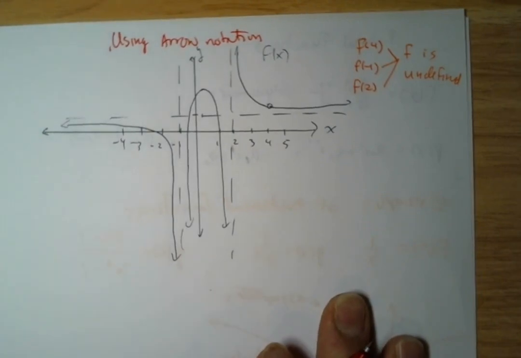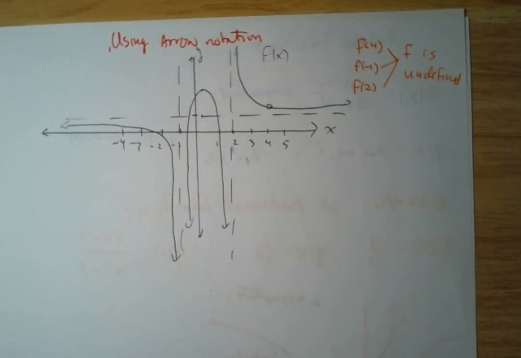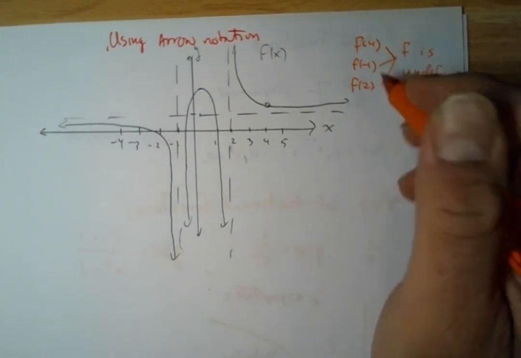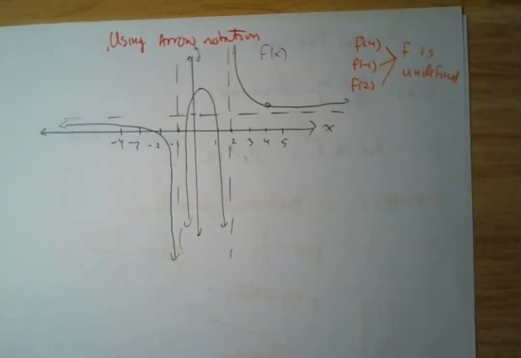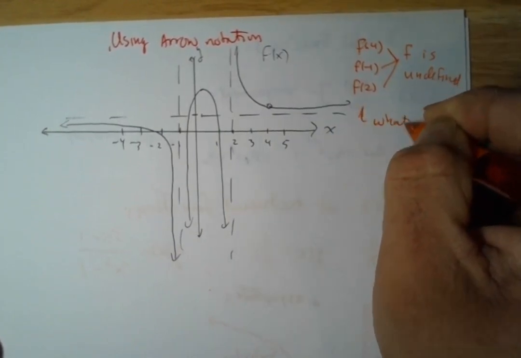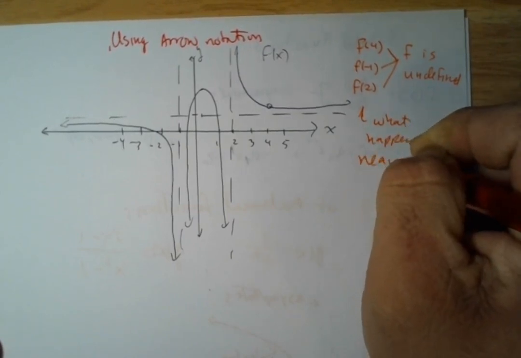But that is not the behavior that I seek to describe. Right here, I can see from the graph that it's undefined. What I want to take from the graph is what is happening near these values. That's the goal of arrow notation here: what happens near these values.